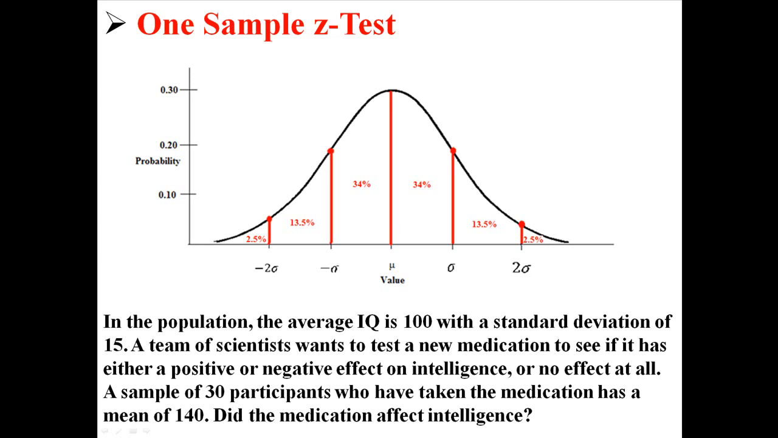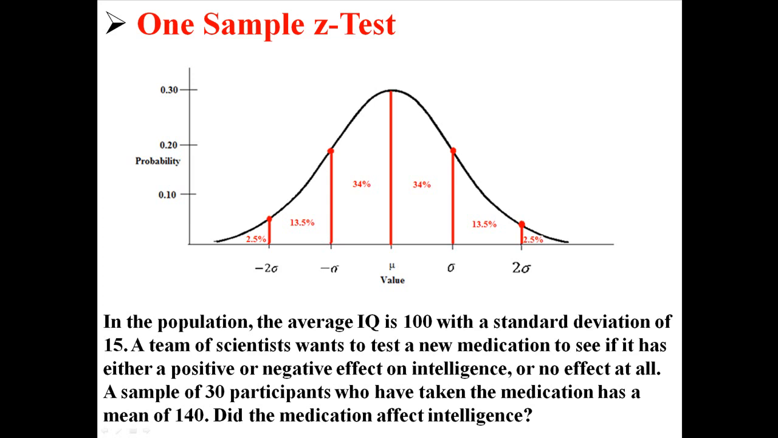In the population, the average IQ is 100, with a standard deviation of 15. A team of scientists wants to test a new medication to see if it has either a positive or a negative effect on intelligence, or no effect at all. A sample of 30 participants who have taken the medication has a mean of 140. Did the medication have any effect on intelligence?